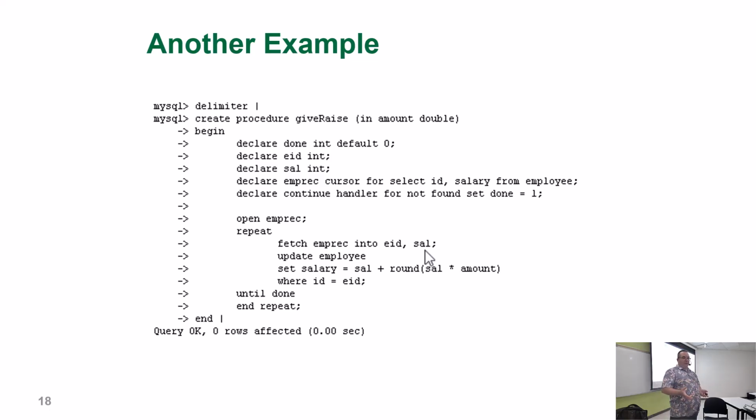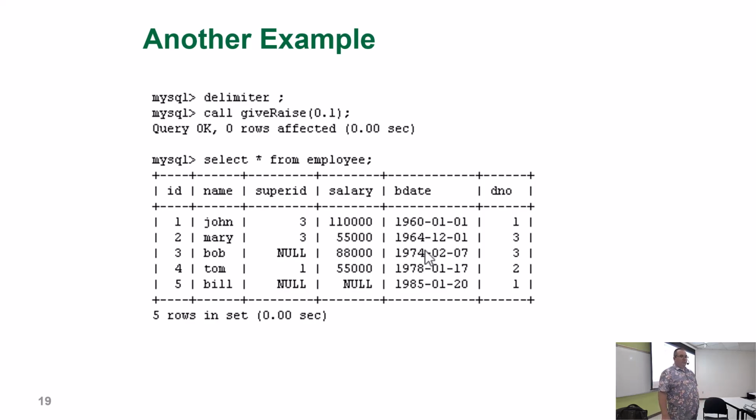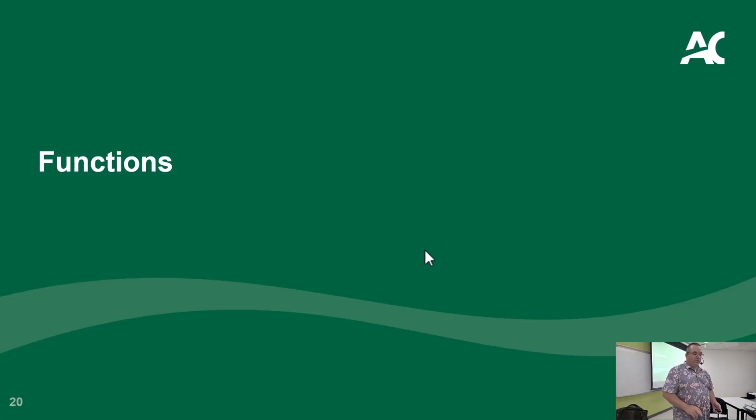And then we're going to update the employee, set the salary equal to salary plus the rounding of the current salary times whatever the parameter coming in, where the employee ID is whatever we pulled into the cursor. And then we do it until we're done, and then it ends. And you would just literally go call give raise, 10% raise. That's a generous raise. So everybody got a raise. And it would just work. Okay, so those are stored procedures.